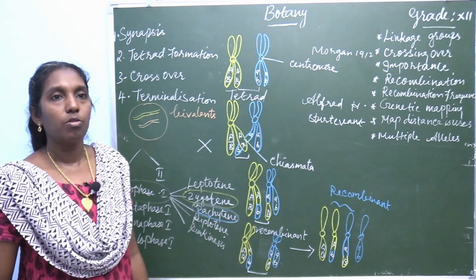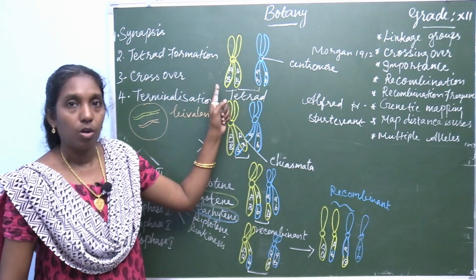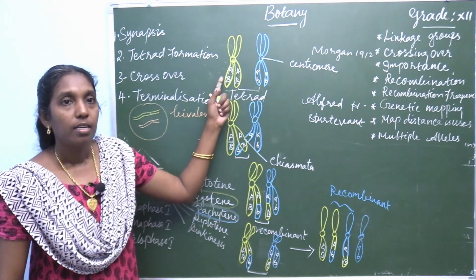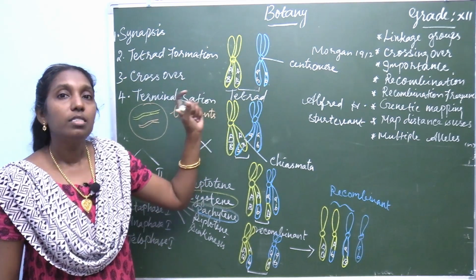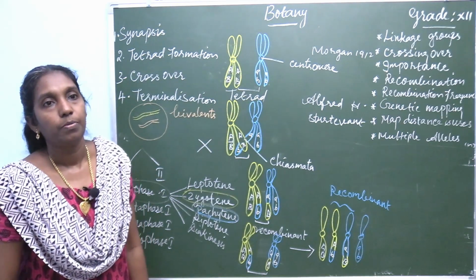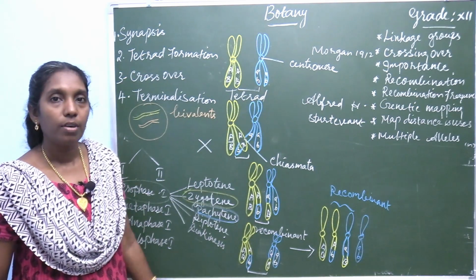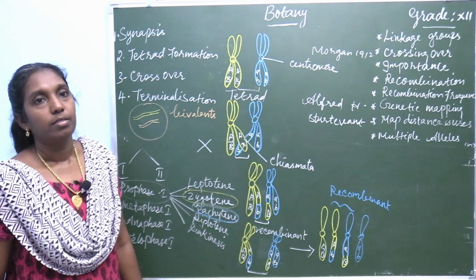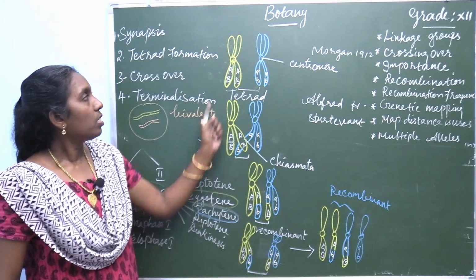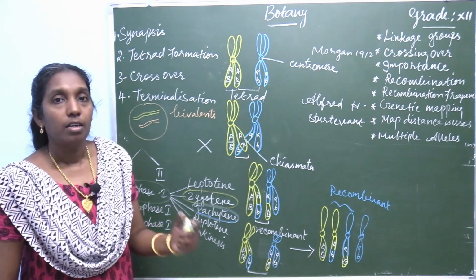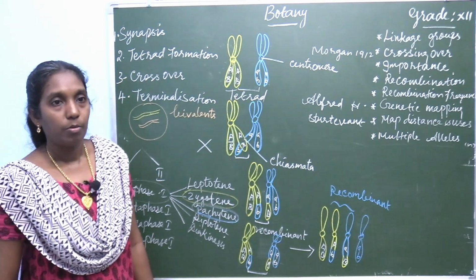This crossing over studies reveal that the genes are arranged in linear order. For studying genes, the studies of crossing over reveal how the genes are located in the chromosome. And genetic maps are made based on the frequency of crossing over. So these are the importance of crossing over. Importance and differences, these questions are very important for the exam.